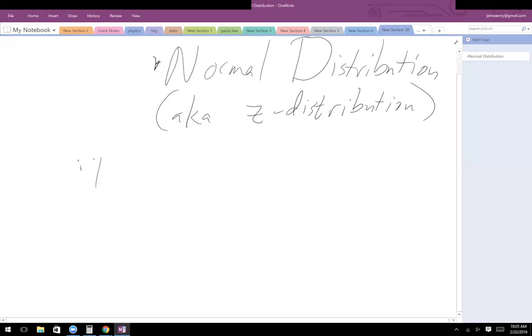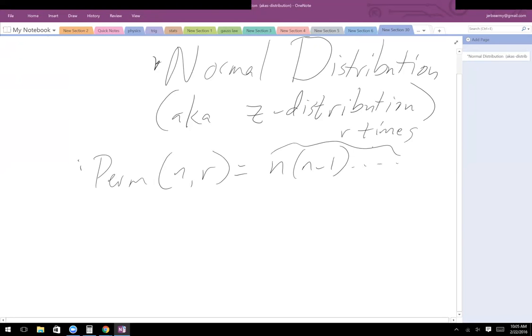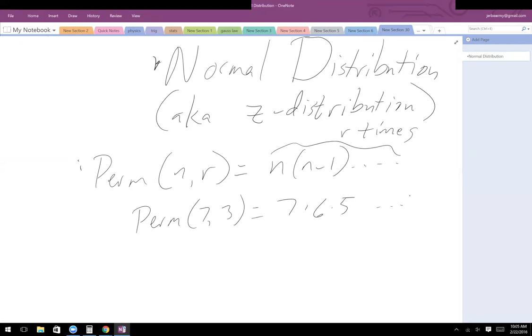There we go. So for example, if you wanted to do permutations by hand, you start at n and go down 1, R times. So 7, 3 would be 7 times 6 times 5. And you could do that, or you can go in Excel and type equals PERMUT 7, 3, and it'll spit out the answer.